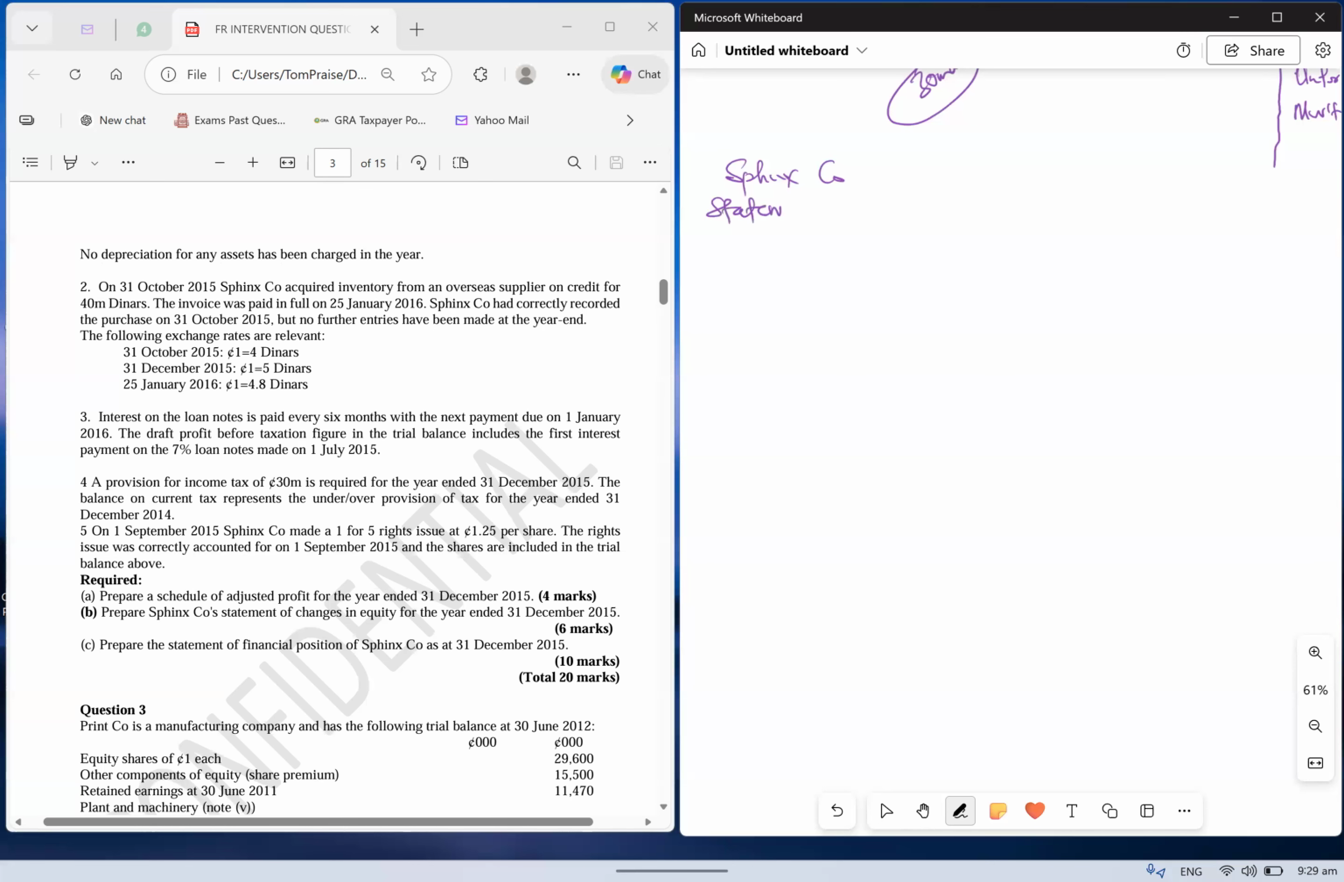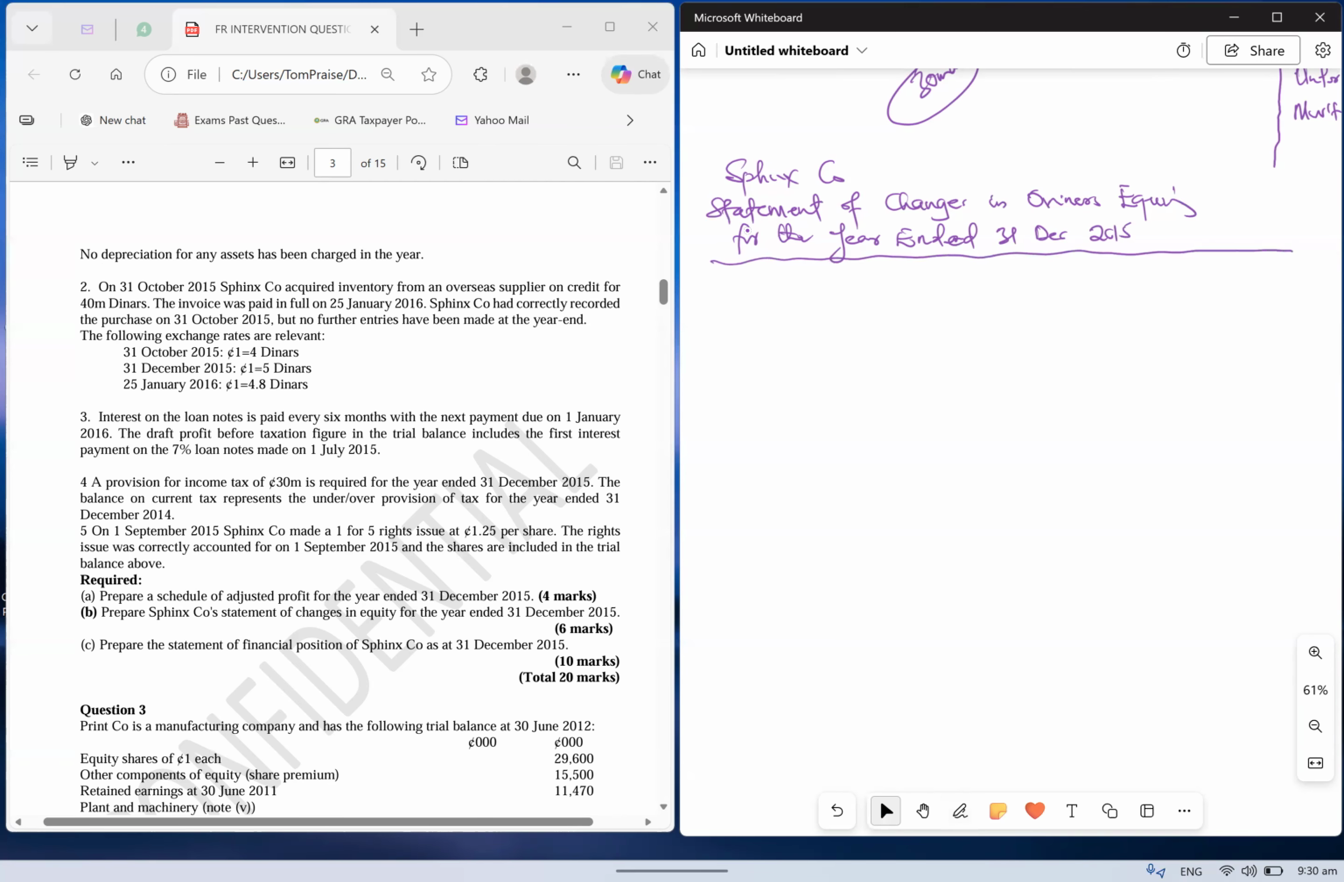Statement of changes in owner's equity. That one too is asset. So, or you can also use for the year ended, like the way they've said it here. For the year ended December 2015.